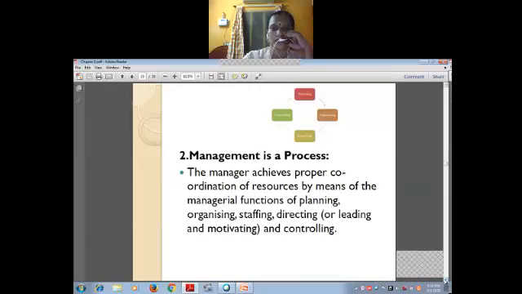Management is a process. The manager achieves proper coordination of resources by means of the managerial functions of planning, organizing, staffing, directing, and controlling. All the processes management should do. Then only they can achieve the goal. So cooperation should be there.